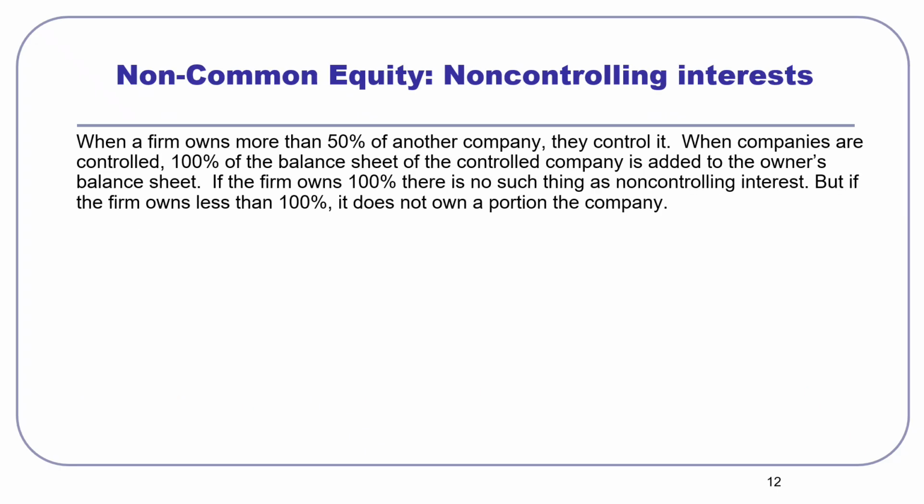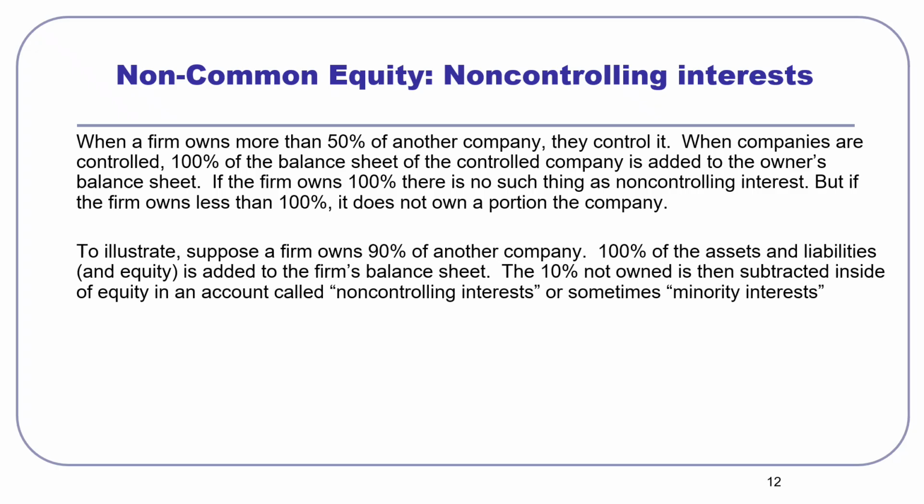Now let's talk about equity accounts that are not common equity related. The first is non-controlling interest. When a firm owns more than 50% of another company, they control it. When companies are controlled, 100% of the balance sheet of the controlled company is added to the owner's balance sheet. If the firm owns 100%, there is no such thing as a non-controlling interest. But if the firm owns less than 100%, it does not own a portion of the company.